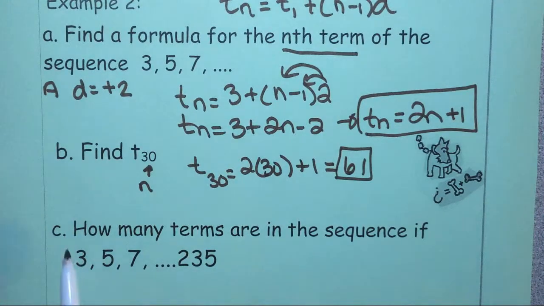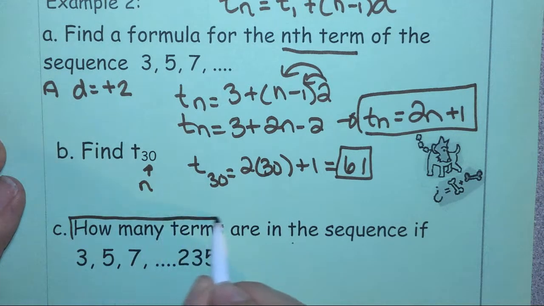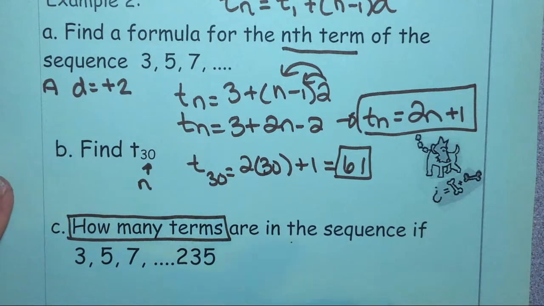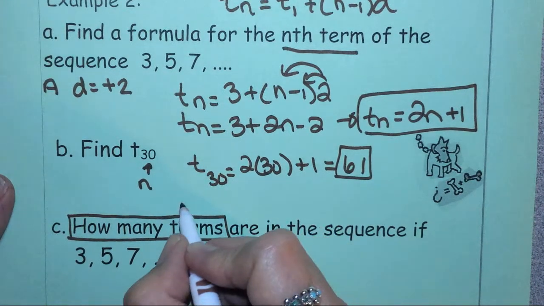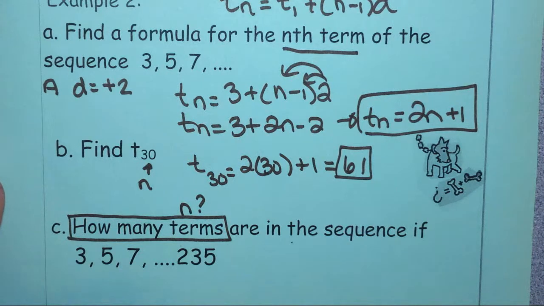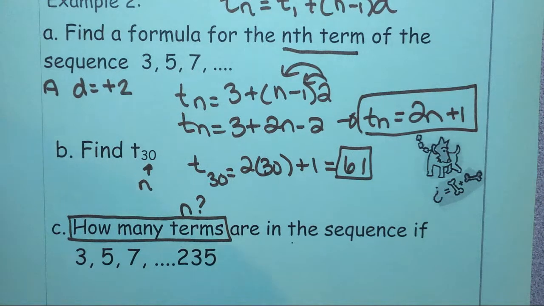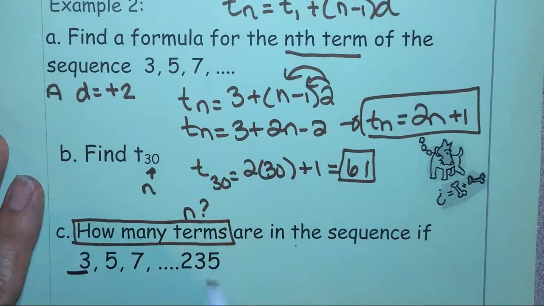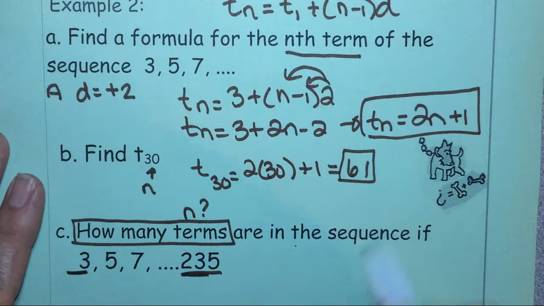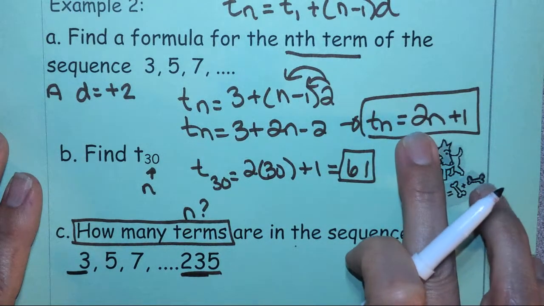Part C. How many terms are in the sequence if the first term is 3 and the last term is 235? So this time, we're going to go solve for how many terms. When they're asking you how many terms, they're really asking you what is n. So if I want n, I have to know the first term and I have to know my last term. I have my equation up here. I'm going to use this equation right here.